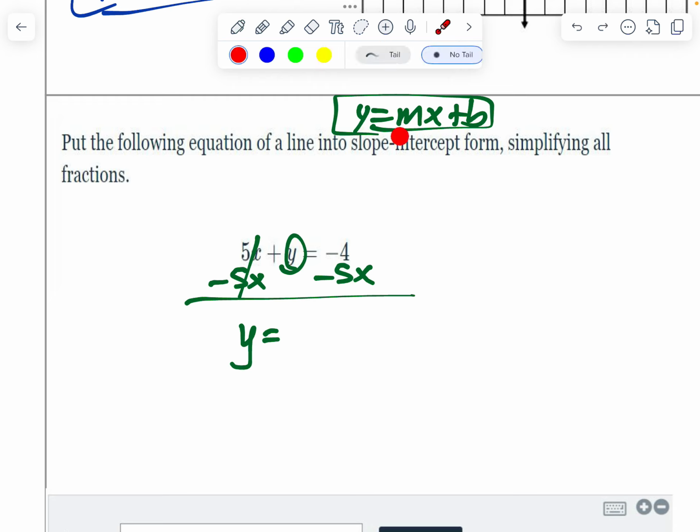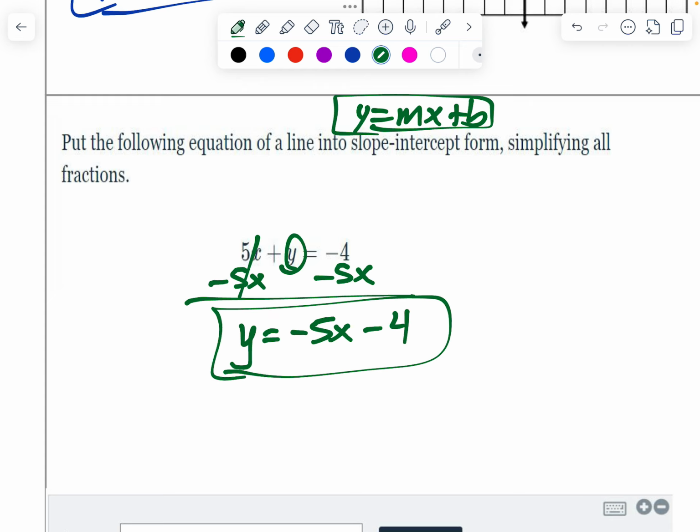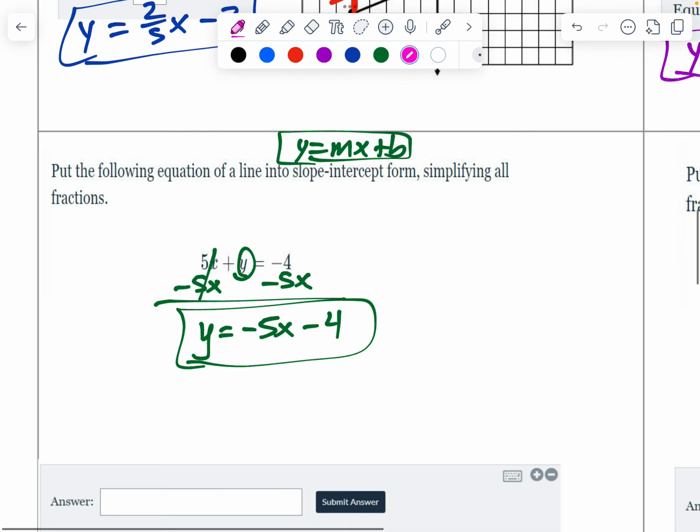So which one do I write first? Well, look at your equation. This is mx plus b. So mx means -5x minus 4. Y is by itself, so I'm done. Y equals mx plus b. Final answer.